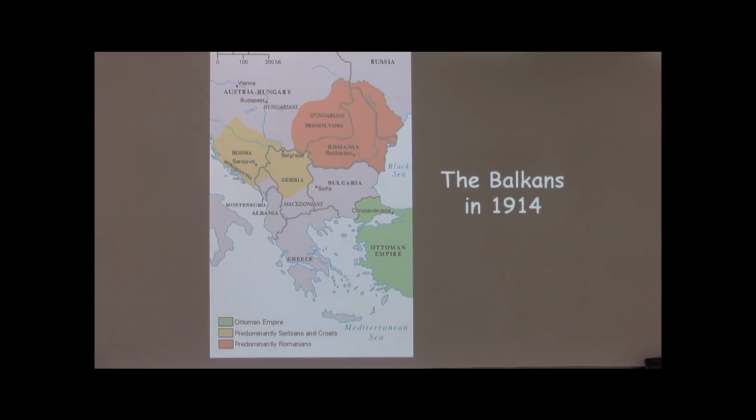So here's the Balkans in 1914. And the people who lived in these regions. So you can see the color that is green is the Ottoman Empire. The yellowish color are predominantly Serbians and Croats. And then the orangish color are predominantly Romanians.